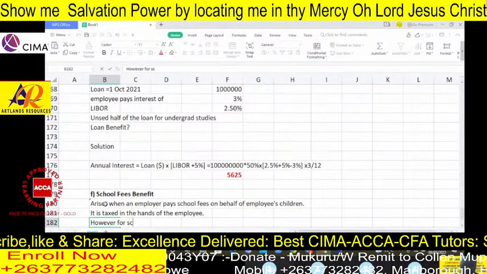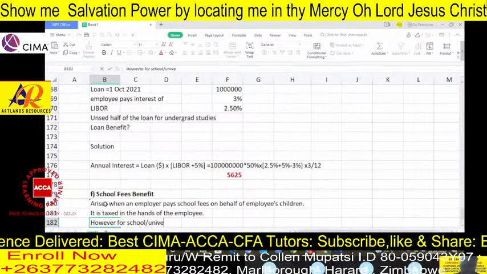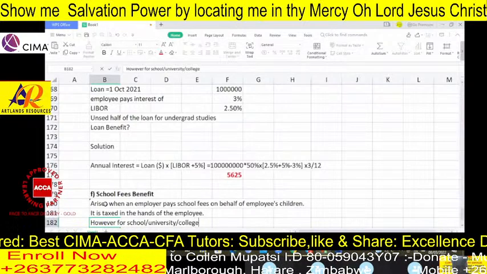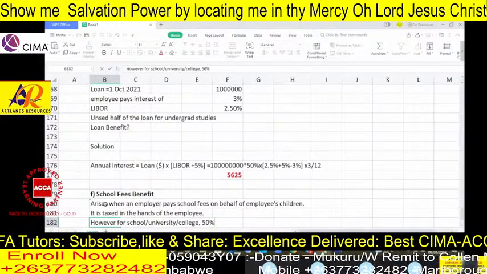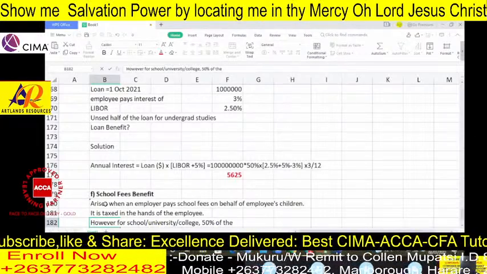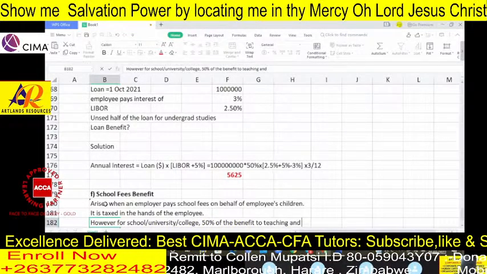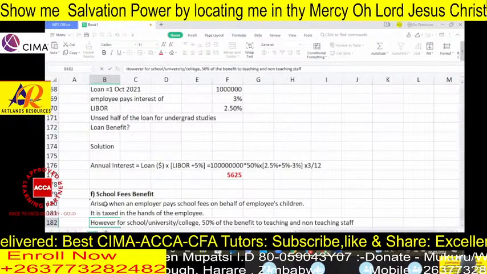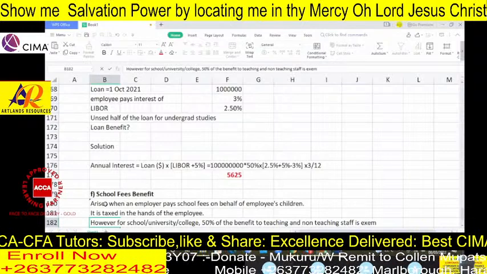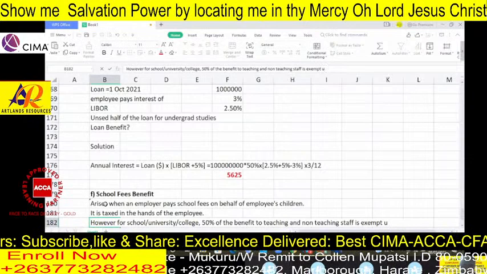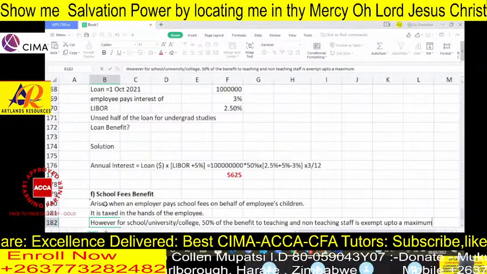However, for a school, we mean university or college, 50% of the benefit to teaching and non-teaching staff is exempt up to a maximum of 3 children.